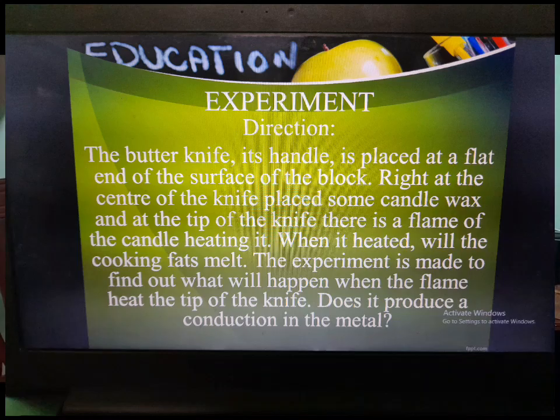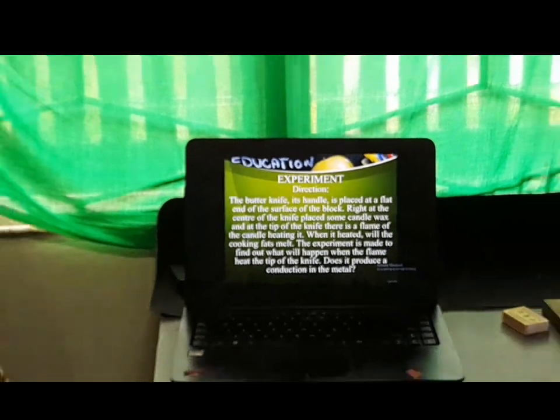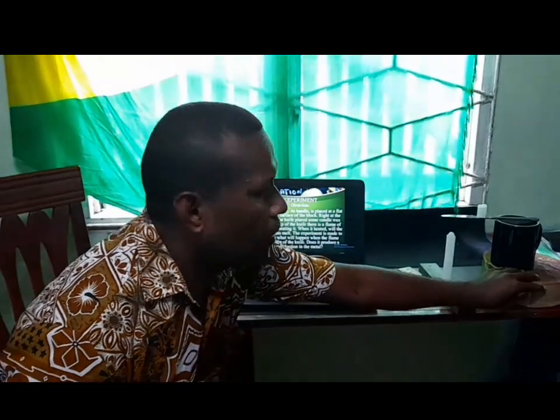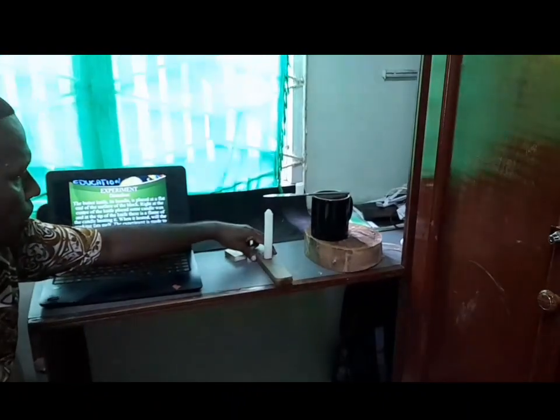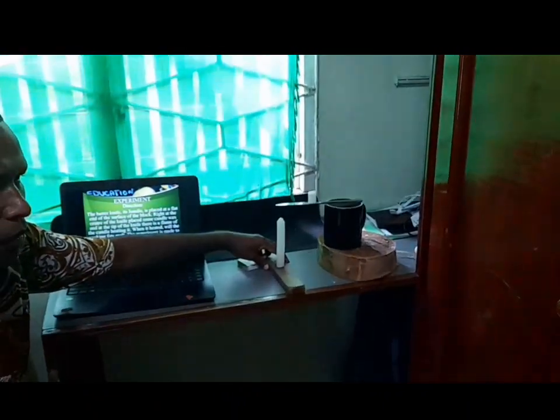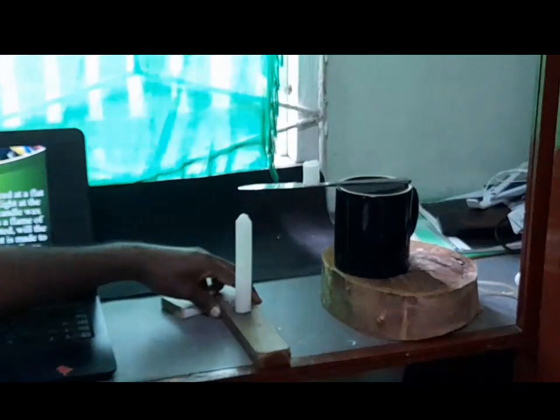Experiment direction. Just before we do the experiment, let's look at these directions. All right, so let's start. There is a piece of wood here, and a candlestick. This is the candlestick, about 10 centimeters away, right?